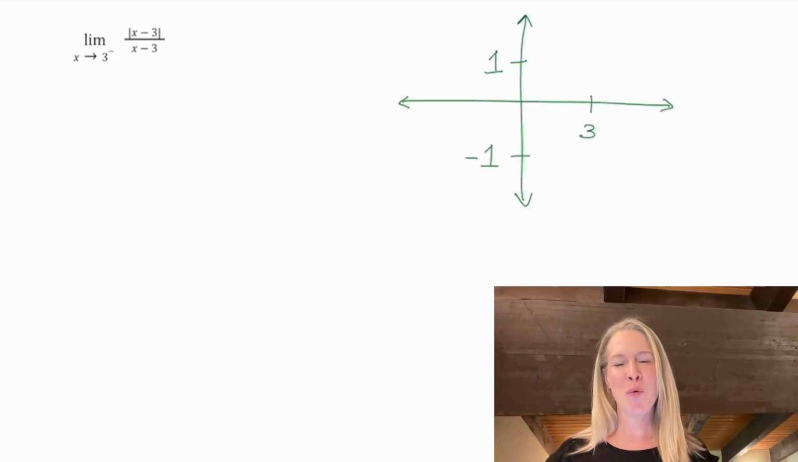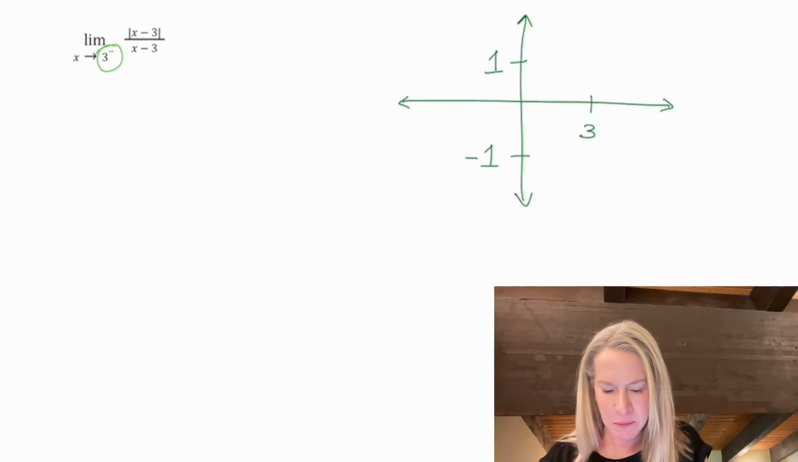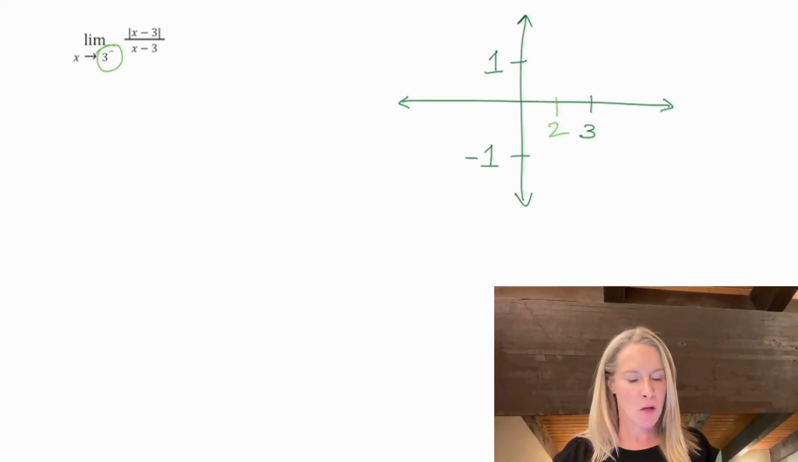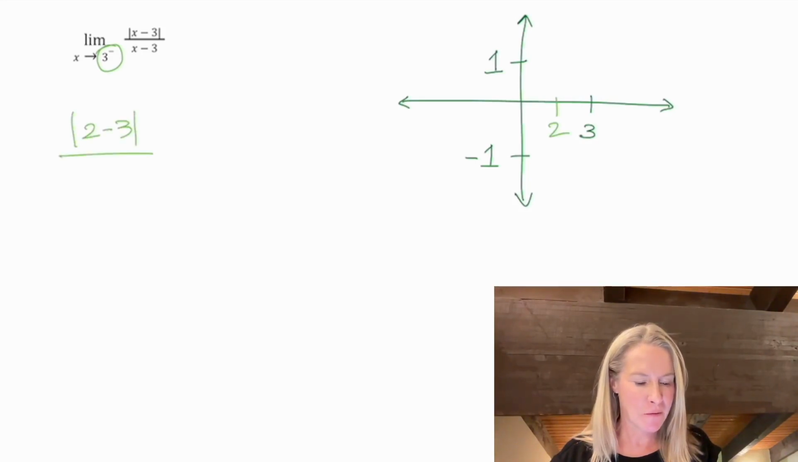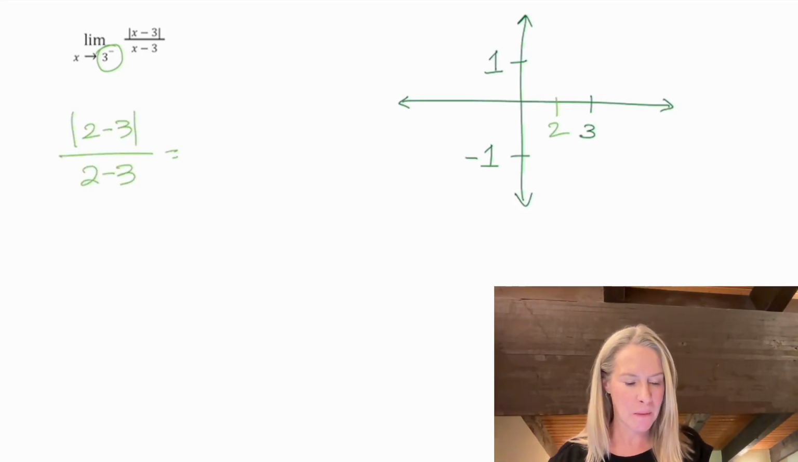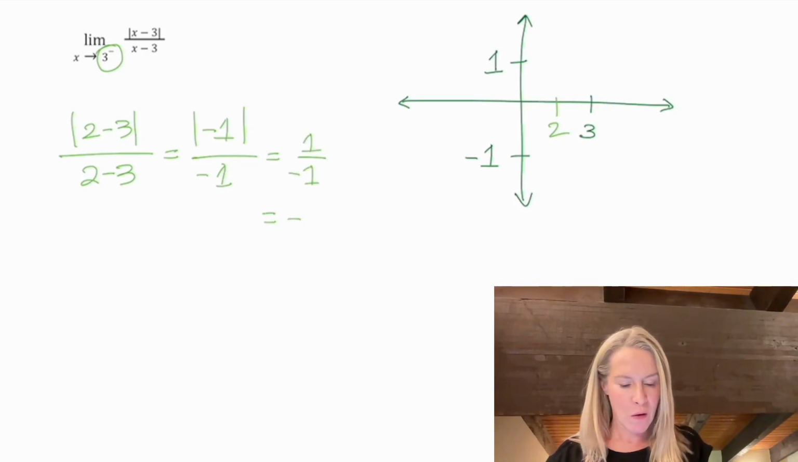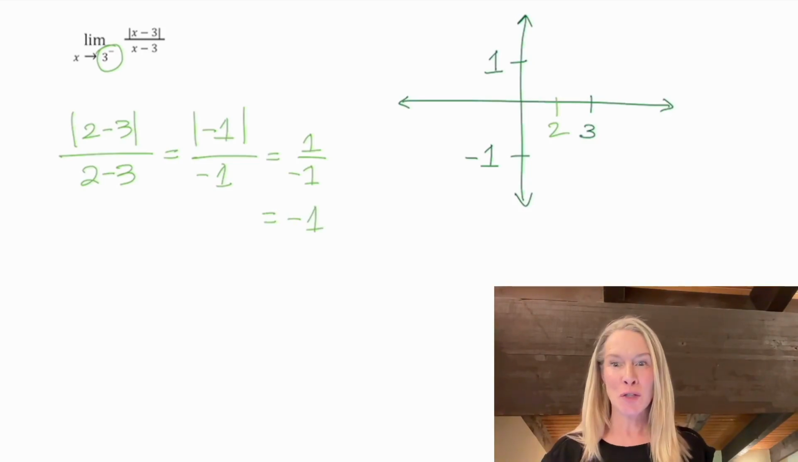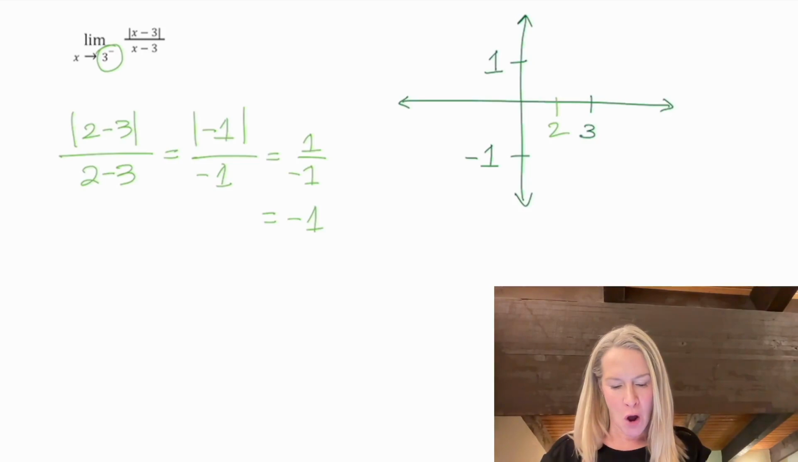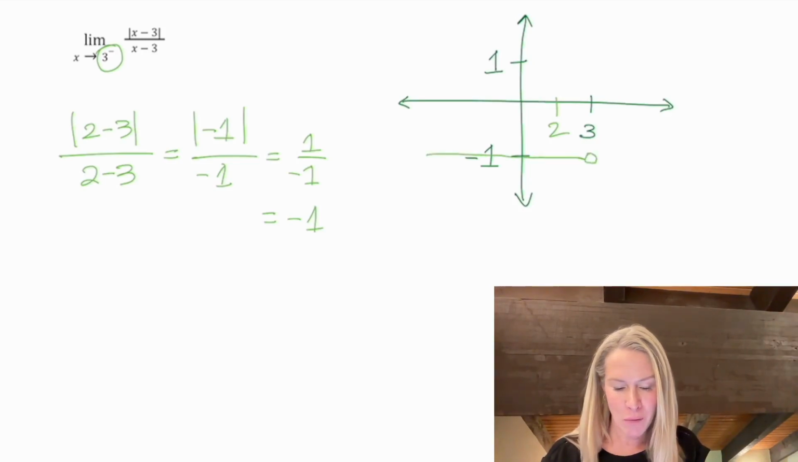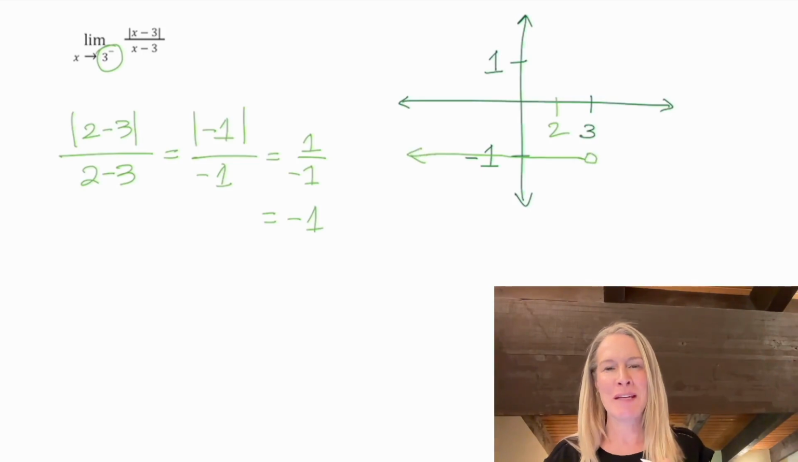On this last example, we're looking at the limit as x approaches 3 from the left. So think about a number like, I don't know, what's something to the left of that? How about a number like 2? So if we have 2 minus 3 in absolute values over 2 minus 3, I get -1 in absolute values on top. I get -1 on the bottom. I get 1 over -1. We get -1. So it turns out if you pick any value up to, but not including 3, your output value is going to be -1.